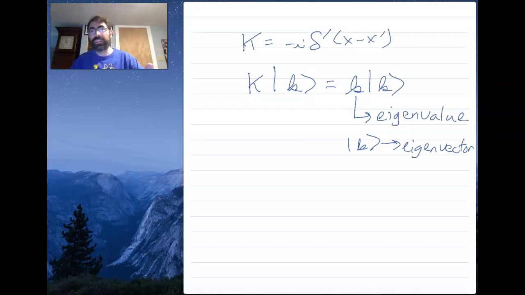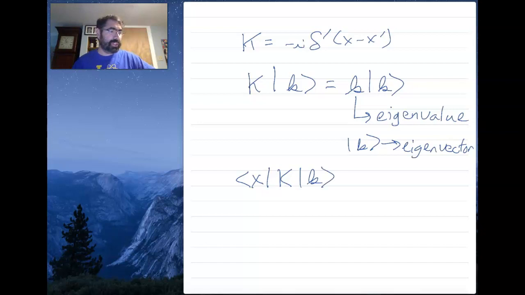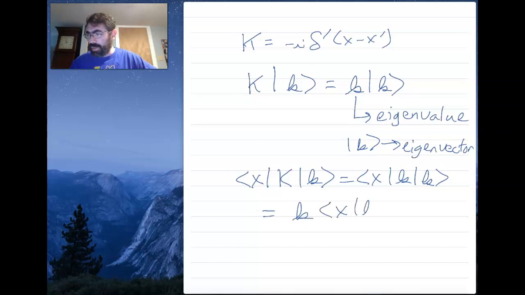We could project our k space onto our physical x space, our spatial space. So we could take the product of x with the operator K operating on k, and what we would get is the eigenvalue, which is just a number, and I can take that eigenvalue out front. Now I have this product of two bases, the x basis and the k basis. So what are we going to do with that?